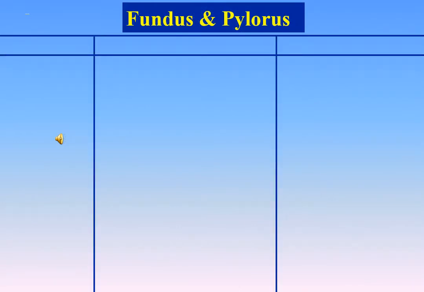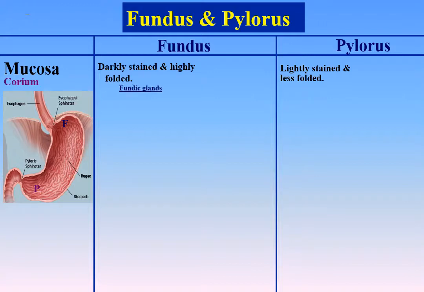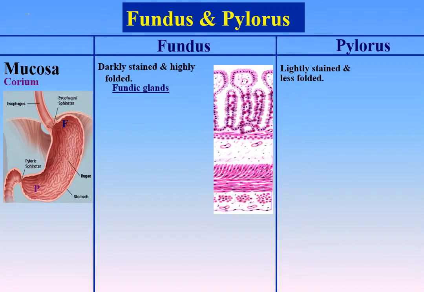Comparison between fundus and pylorus. For easy differentiation between fundus and pylorus, we have to consider the various layers of the alimentary canal. Mucosa. Mucosa of the fundus is darkly stained and highly folded. Mucosa of the pylorus is lightly stained and less folded. Corium. Corium of the fundus contains the fundic glands. Fundic glands are more crowded with minimal connective tissue in between.